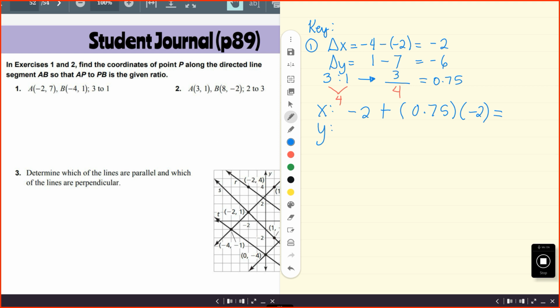And then y is, what's the y number of A? 7. No, that one first, huh? Yeah. So 7 from A plus 0.75, and then you use the negative 6 at the end. Okay, help me up with those two.